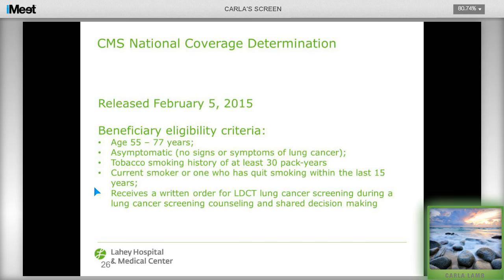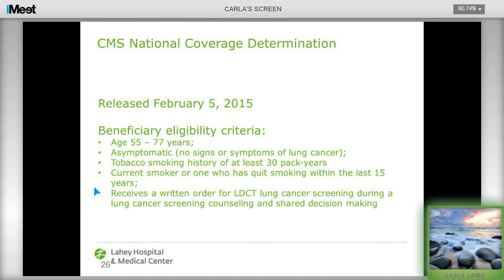So let's drill down for a moment in the CMS. In order to have your patient screened, in order for it to be paid for by a third-party payer, you have to have the following criteria met. You have to meet the guidelines here: age 55 to 77. They have to have no symptoms. Tobacco smoking for at least a 30-pack year history. Again, we're talking specifically, they're covering Group 1 right now. Hopefully Group 2 will soon follow, but that's not there yet. They have to be either a current smoker or have quit within the last 15 years.